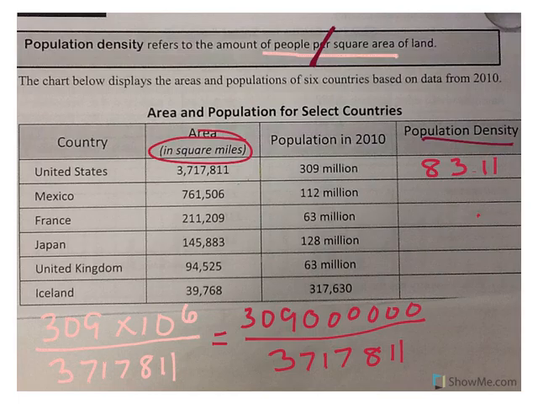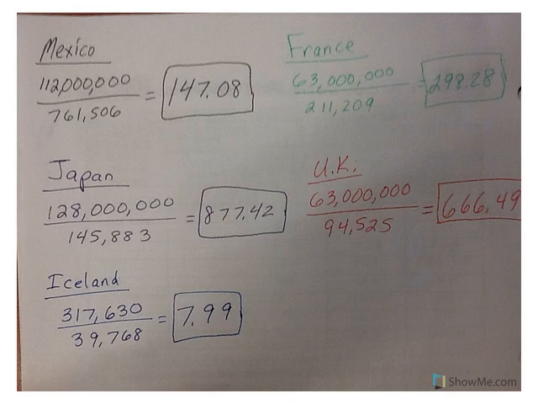So now I want you to hit pause, and I want you to find the population density for these other 5 countries, and then when you're done, go to the next page and check your answers, because I have them all on there. Okay, so hit pause, try them out, then hit the next page. So you're doing population divided by the area in square miles. All right, so we've got Mexico, France, Japan, UK, and don't forget the US is 83.11, because now we're going to answer questions about all of these.